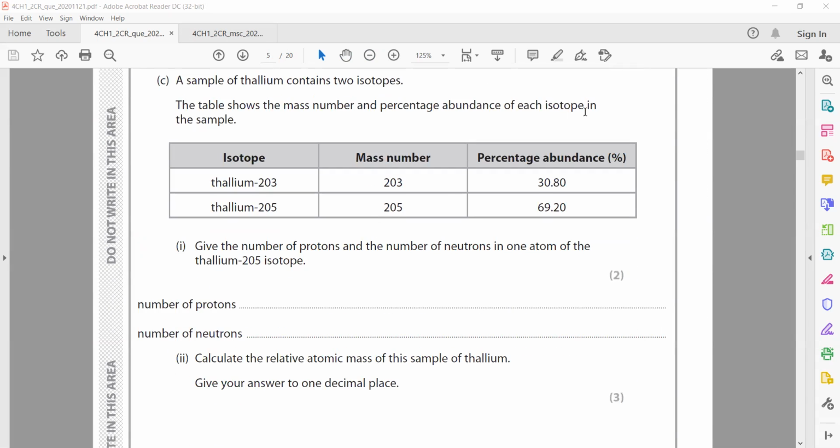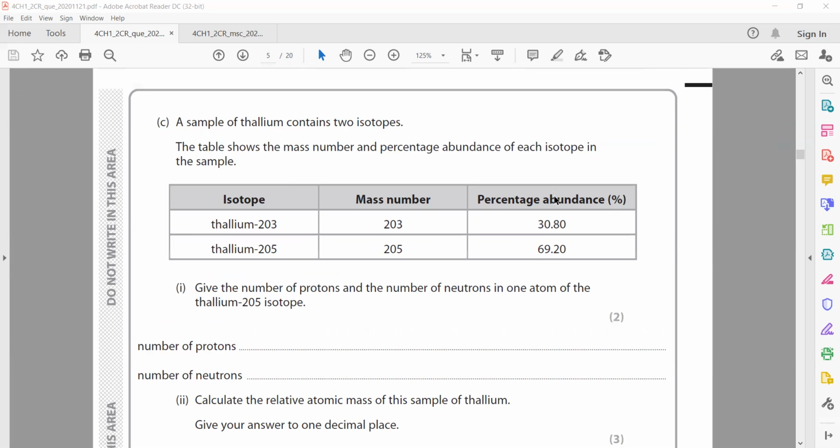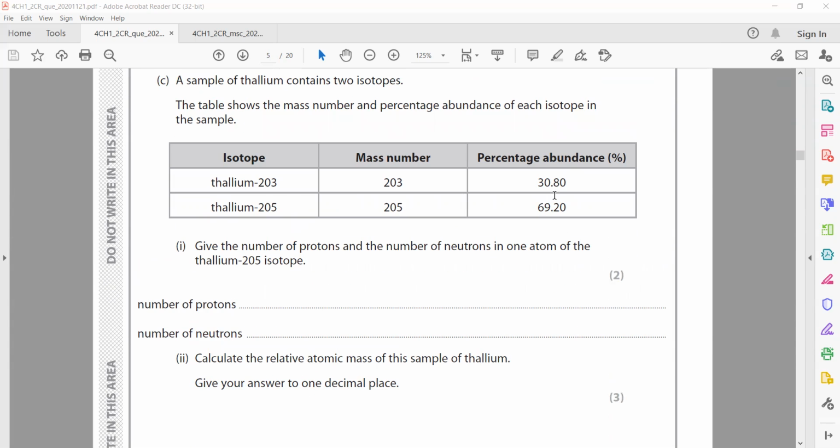A sample of thallium contains 2 isotopes. The table shows the mass number and the percentage abundance of each isotope in the sample. Give the number of protons and number of neutrons in one atom of thallium isotope 205. So how many protons will be there? Because its atomic number is 81, and the proton number does not change for an isotope. The only thing which changes is the mass number.